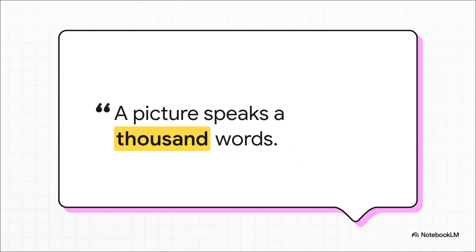Right? You've heard this a million times. But when it comes to data, it is the golden rule. Think about it. Those 1,000 words could be a dense quarterly sales report or pages and pages of survey results. A single, well-chosen chart can deliver the punchline of that entire report in a single glance. It's just so much more effective than text.